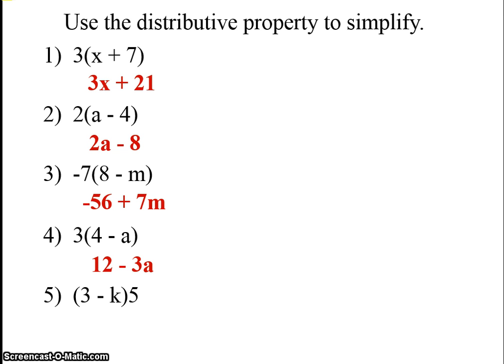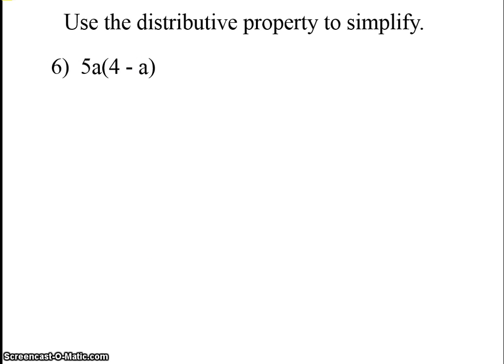Now, it's not a problem for it to be on the back either. It's still the distributive property. So 3 times 5 is 15, and then 5 times negative k is negative 5k. Simple enough? Now, let's look at some problems just slightly harder.